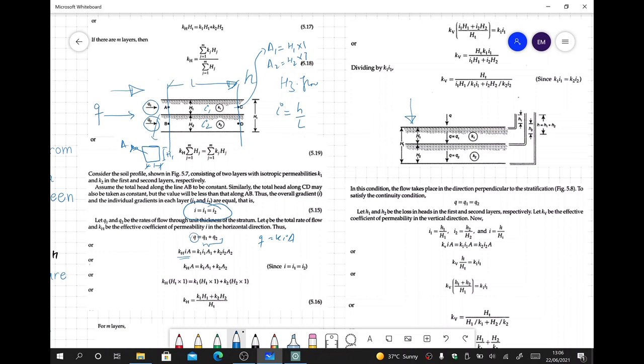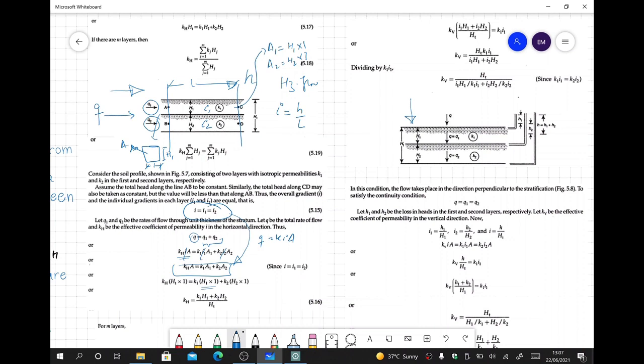So plugging in the values for the average value, K horizontal into I into A is equal to K1 I1 into A1 plus K2 I2 into A2. Now we have already discussed that I is equal to I1 is equal to I2, so they will cancel out and we will be left with this equation: K horizontal into the area of cross section of the whole system is equal to K1 A1 plus K2 A2, and we have just found out the values of area A1 and A2 are mentioned here.